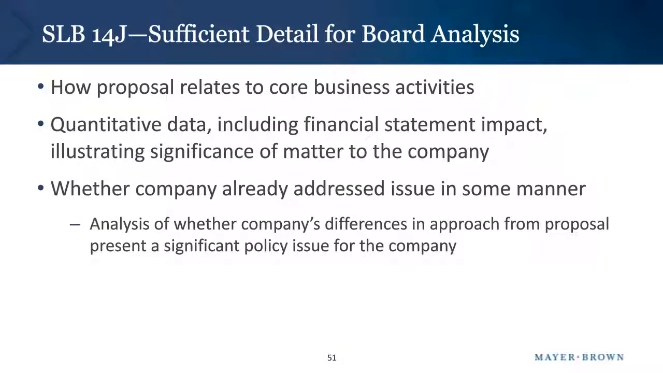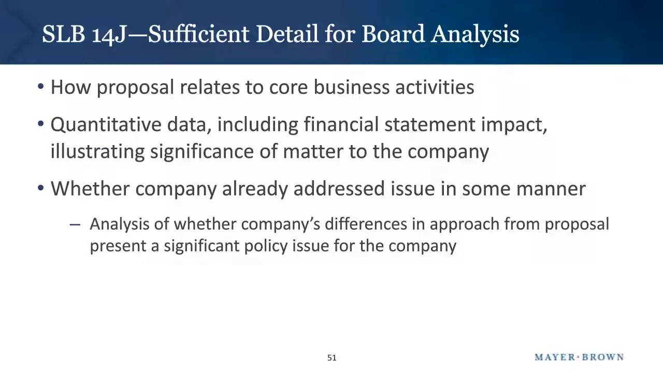SLAB 14J has given us 6 examples of the types of specific substantive factors that the staff suggests boards may want to consider in reaching their conclusions about the significance of a proposal. And the staff made clear that these examples are not intended to be an exclusive list of relevant factors. And also, boards do not have to address each one of these 6 factors.